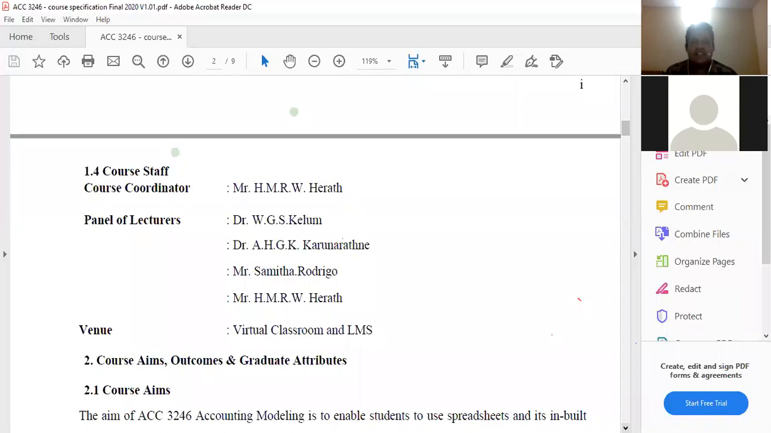And we have Mr. Samita Rodrigo. In fact, he is one of the persons who is working really hard to make this online experience a reality. Whatever technical difficulties we may come across, he's there to support us and to ensure we deliver this course smoothly. If you have any questions about these online platforms or anything to do with the technology, you may keep in touch with him. We have that technical expertise with us.